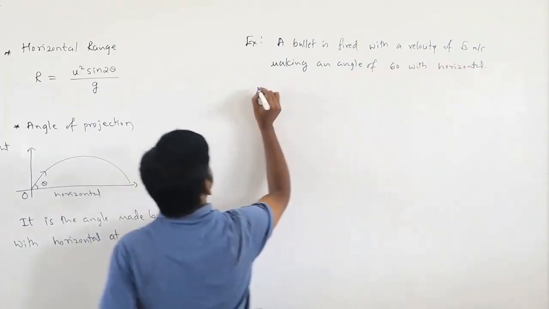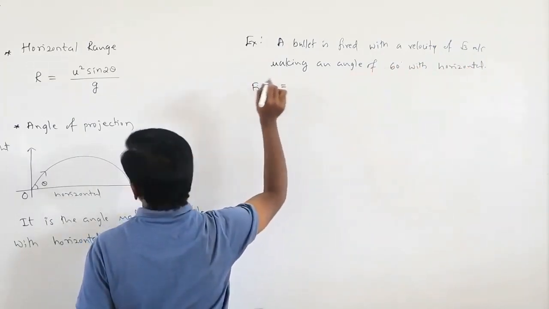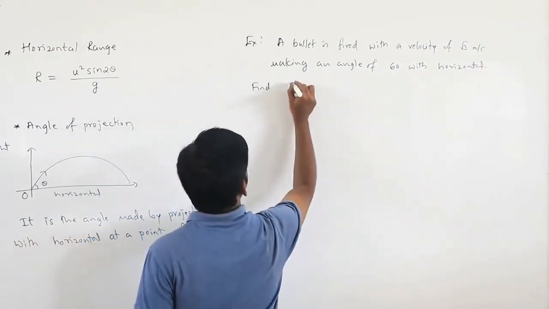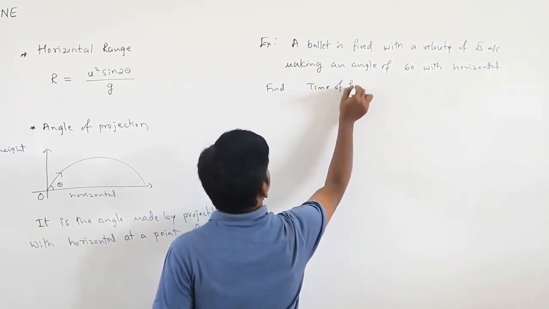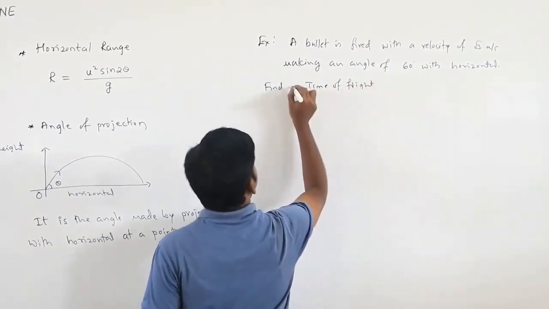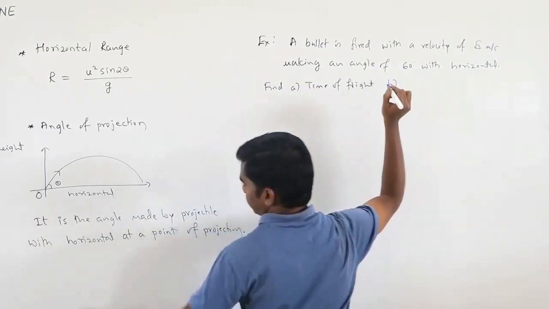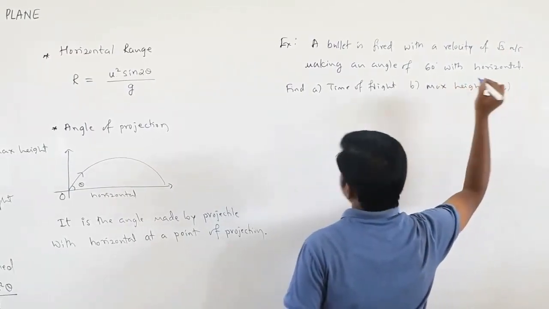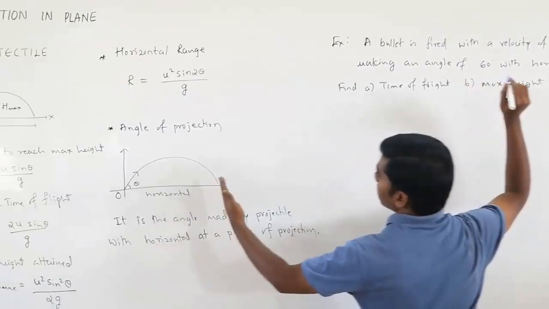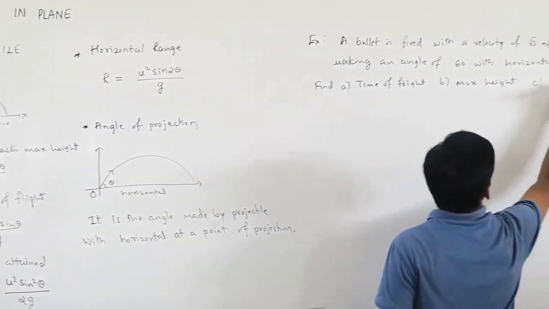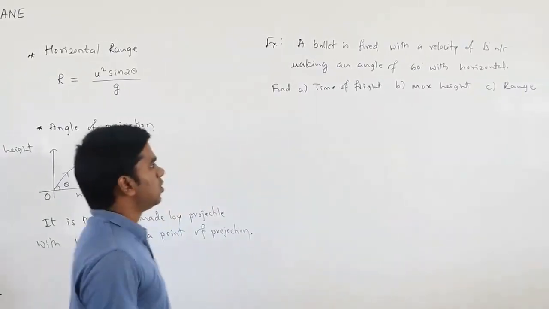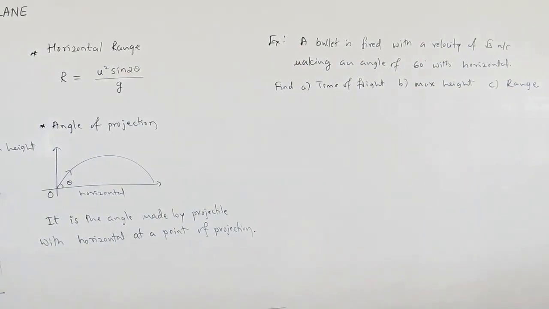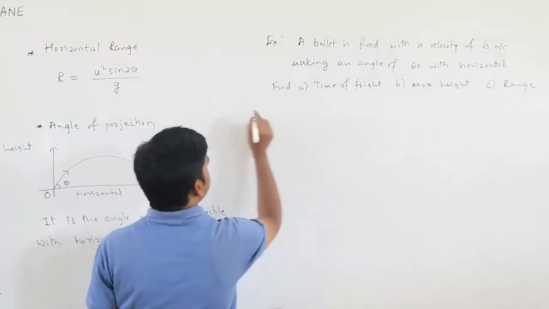Okay. Then find what they will ask. They will ask all these things. You can say time of flight, then they ask you to find the maximum height attained. Then they will ask you to find the horizontal range, or simply you can say range also. So all these things we have to find with the help of the given formulas. So first I will find time of flight.